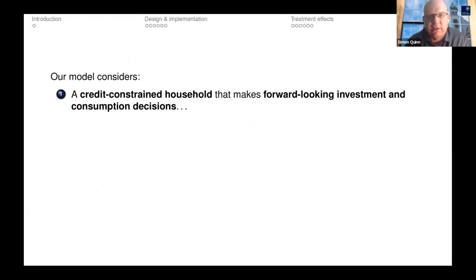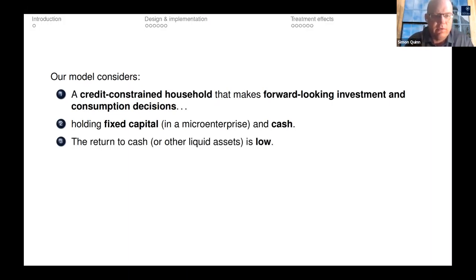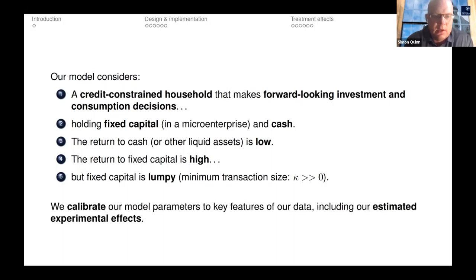So in our model, which I'll present today just in words, we think about a credit-constrained household making forward-looking investment and consumption decisions. That's to say, on an infinite horizon, our household is going to think about how much to hold in fixed assets, how much to hold in cash, and how much to consume. So we allow this household to hold fixed capital, which is held in the microenterprise productively, and also cash. The return to cash, or indeed any other liquid asset class, is low. The return to fixed capital is high. However, we think about fixed capital as being lumpy. We follow some of the previous literature in capturing that lumpiness or non-convexity through a minimum transaction size, which we'll call kappa.